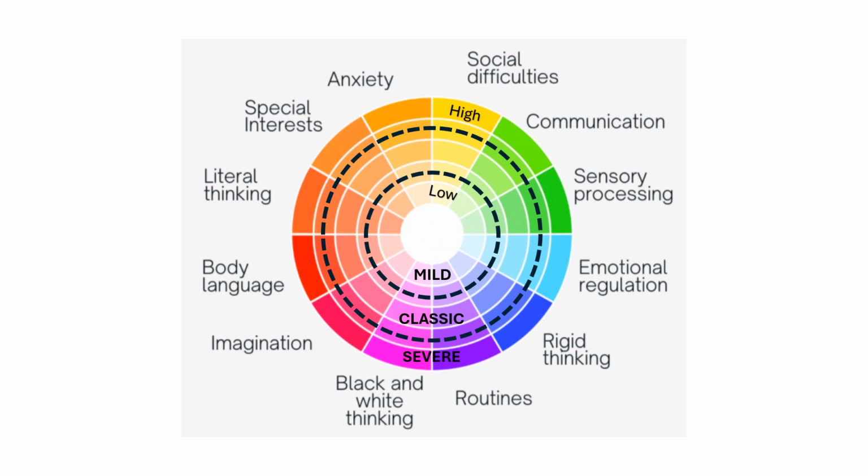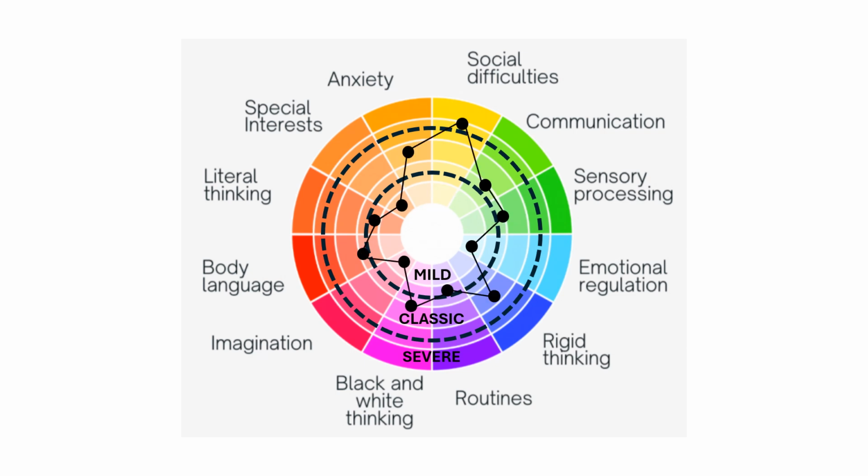In this slide, I've tried to fit a linear scale onto a circular scale to make it easier in evaluating where your child fits in on a multidimensional scale. The inner ring forms the signs of mild symptoms, while the middle highlights the classic, and the outermost screams severe on the spectrum.